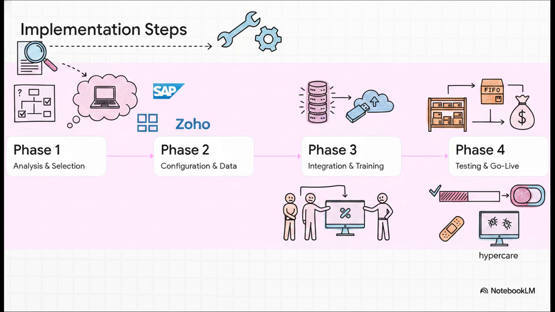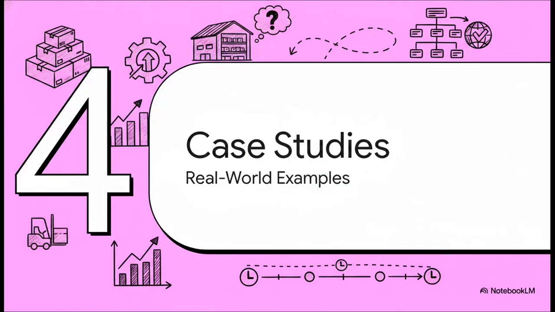Phase 2 is configuration and data. This involves setting up the warehouses, defining valuation methods like FIFO, and meticulously migrating that master data. Phase 3 is integration and training. This means connecting inventory to finance and sales, and, critically, teaching that resistant warehouse staff how to actually use it. Finally, Phase 4 is testing and go live. You run test scenarios before flipping the switch, followed by a period of intensive hypercare support to catch any immediate bugs. Let's cement all these abstract academic concepts with our final section, real-world case studies.